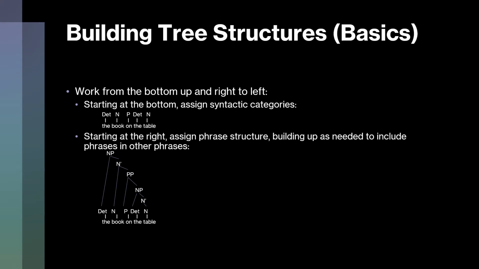So in this example, the book on the table, you notice we can identify each word by syntactical category, and then we can build up based on which words are heads, how those heads are either specified or complemented to create different phrases, so that ultimately the book on the table is one big noun phrase that includes a prepositional phrase and another noun phrase within it. Okay? And we're going to work on that in this lecture.